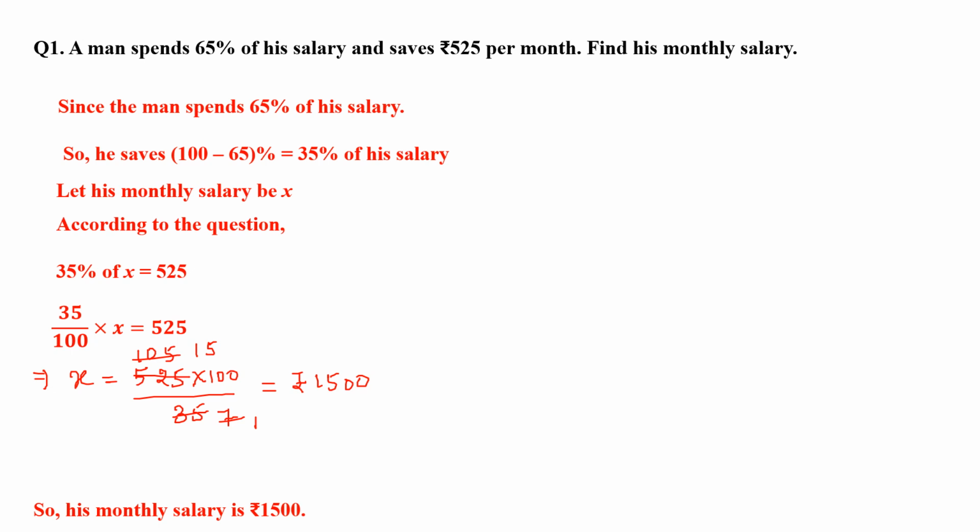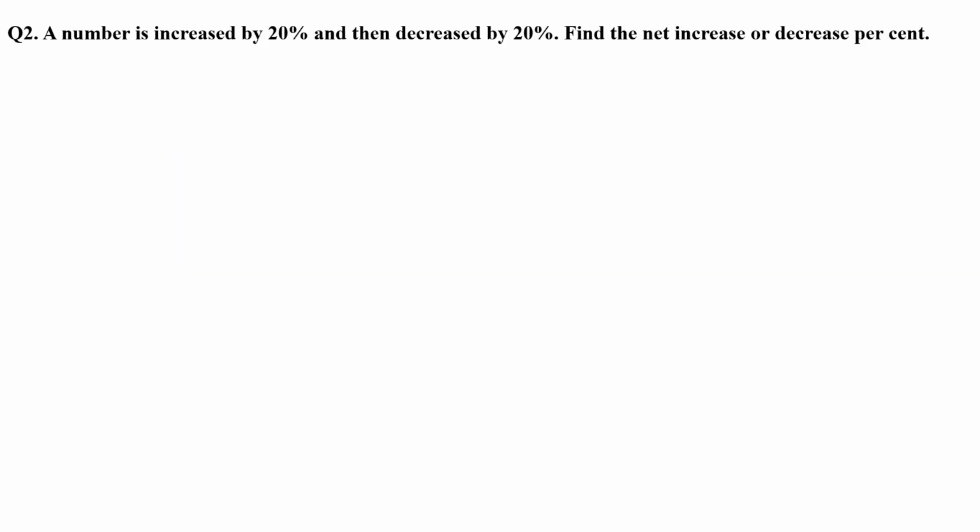Now moving to the next question. Question number 2: a number is increased by 20% and then decreased by 20%. Find the net increase or decrease percent. This type of question we can solve in many ways. You can assume let the number be X, and then increase it by 20% and then decrease by 20%. The other way is you can assume the number is 100, because it is given in percent, and percent means out of 100.